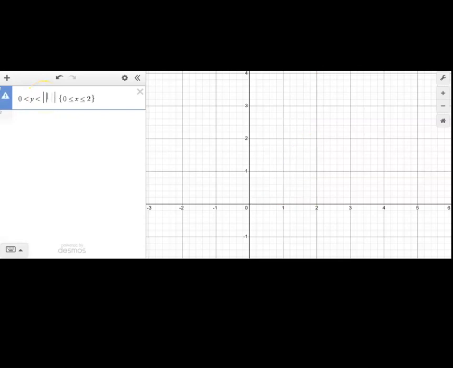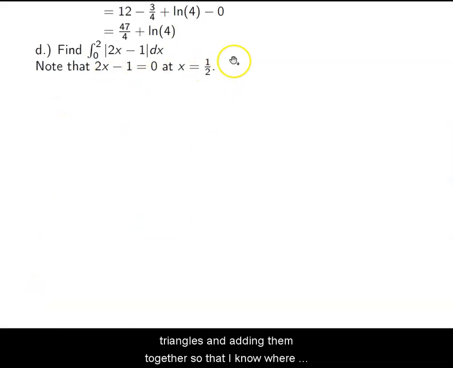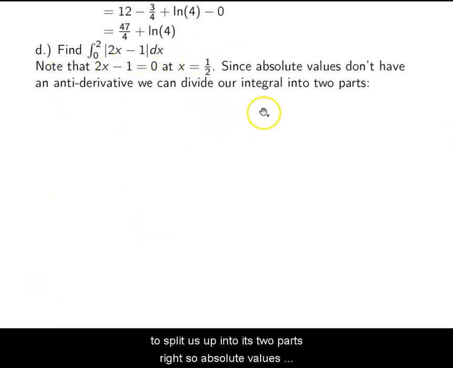So, oops, there we go, 2x minus 1. So this is what we're trying to find, okay? And actually we can verify our answer by calculating the area of these two triangles and adding them together. Okay, so first things first, I found where my function was 0 so that I know where to split this up into its two parts, right?